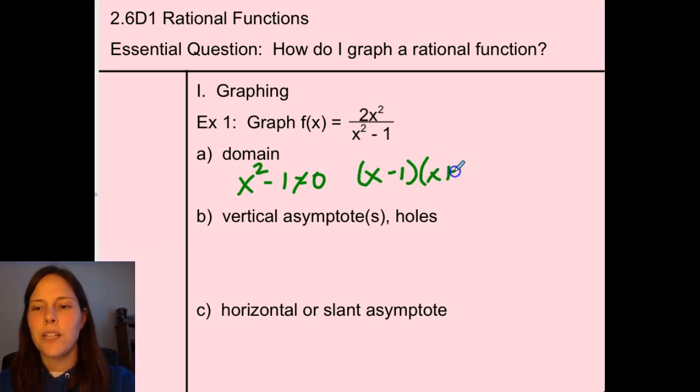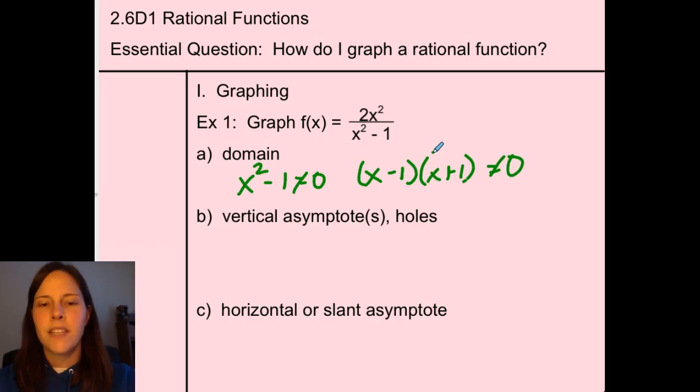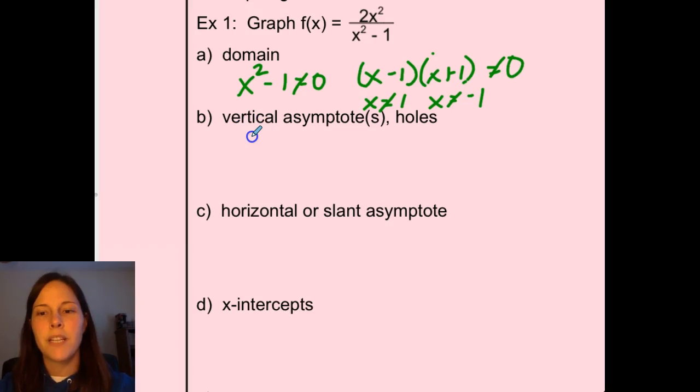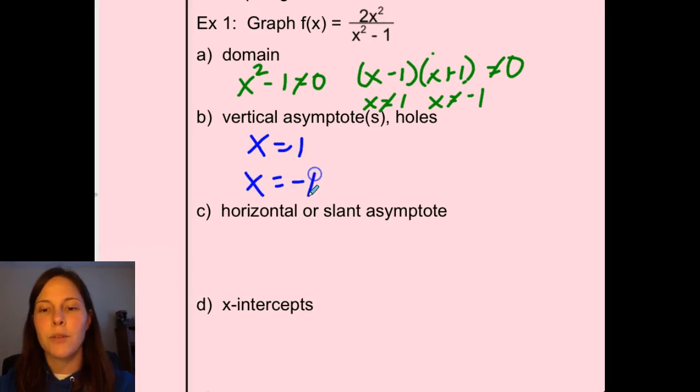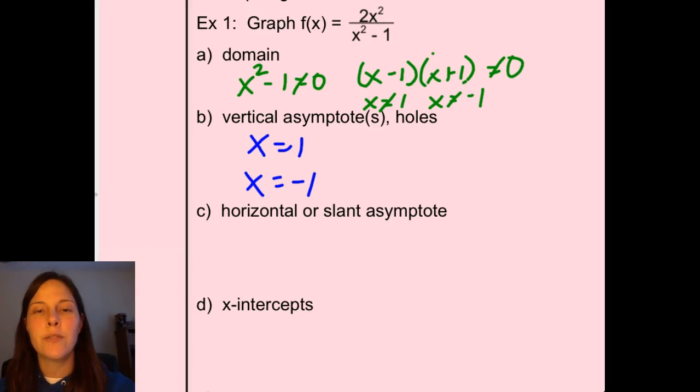X squared minus 1 is a difference of squares, so it factors into conjugates. And setting each piece not equal to 0, you're less likely to lose that plus or minus in your domain. Again, because those do not cancel, they are both vertical asymptotes. When you're writing the equation of the asymptote, you have the equal sign, not the not equal to. The not equal to is for the domain restrictions. The equation of the asymptotes would be equal to.